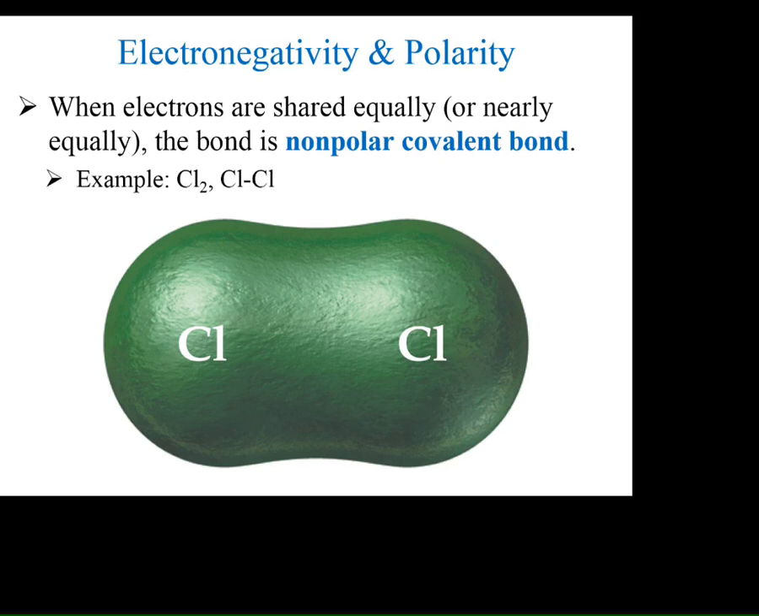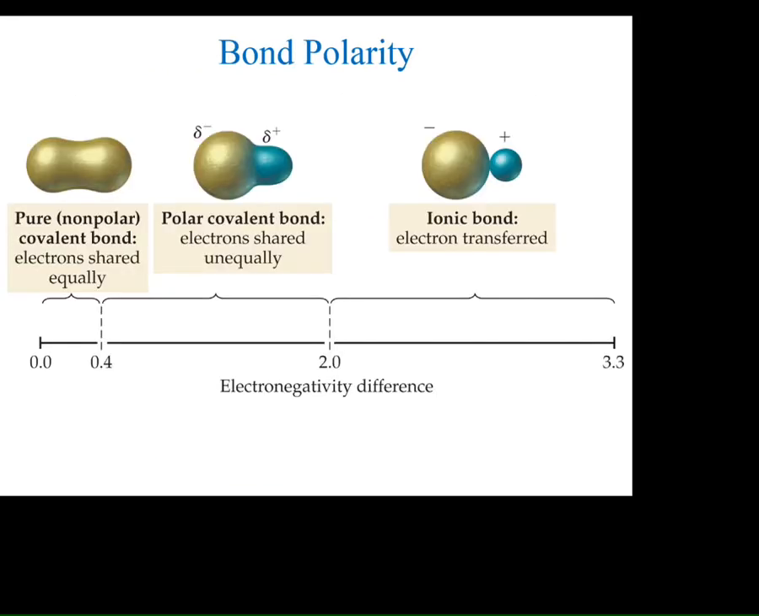Okay, so what does nearly equally mean? If the difference in the electronegativity values is from 0 to 0.4, that's considered nonpolar. So let's make a little note. From 0 to 0.4, that's nonpolar. So if the difference is 0 to 0, consider that nonpolar. Close enough, they're basically sharing them equally or darn close, that's nonpolar.